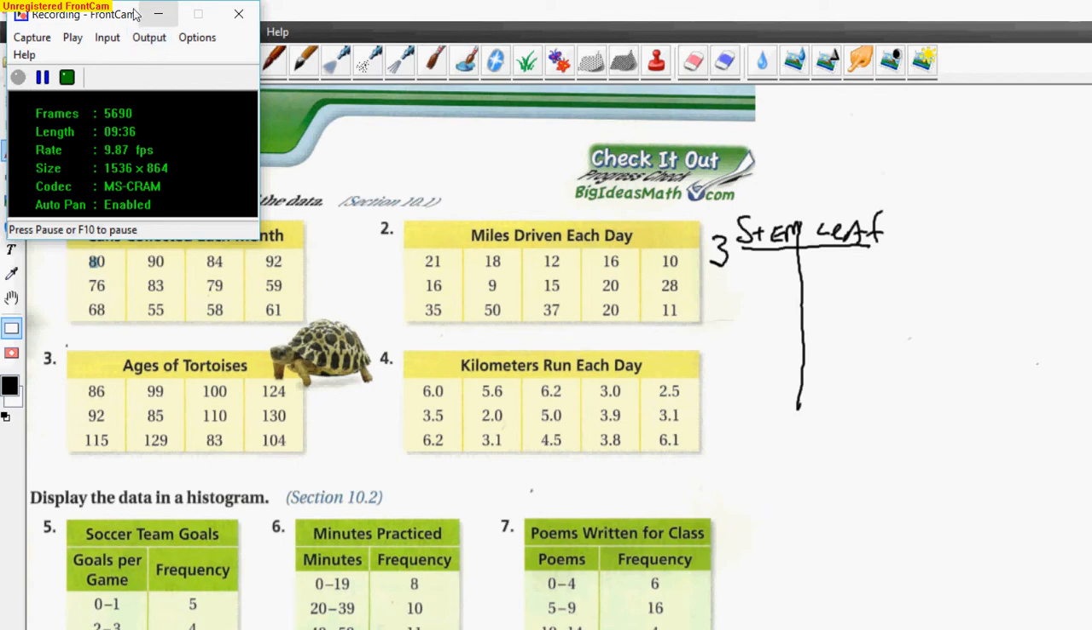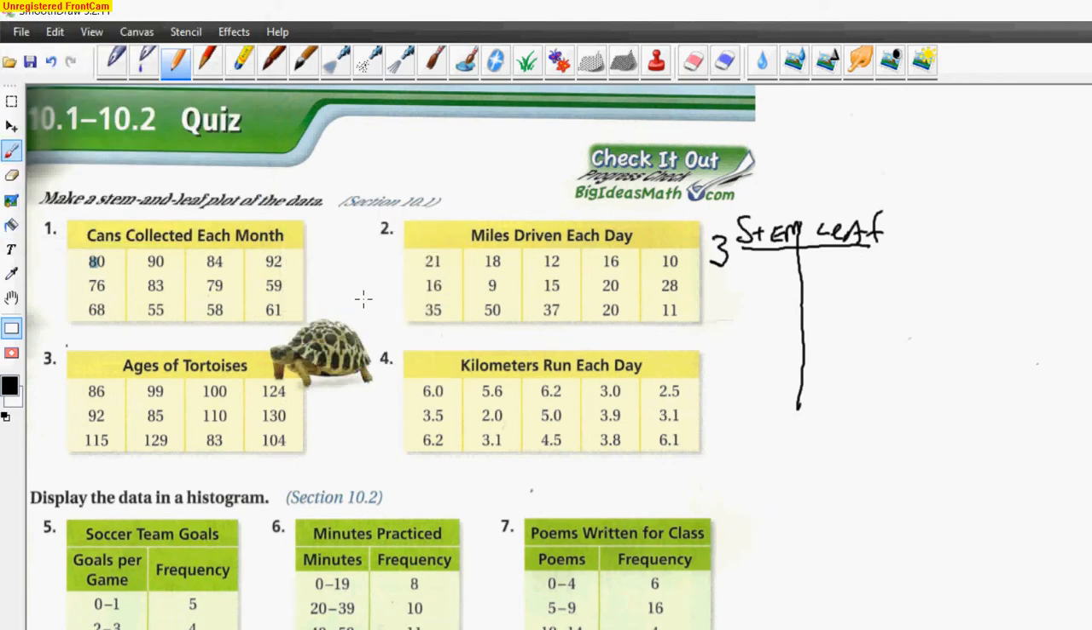Oops, accidentally hit that. Okay, so we know we are at number 3. That's the one we're working with right now. This one's a little different, but very, very similar. The only reason why it's different is because we're now in the hundreds place. So what are we going to do as far as being in the hundreds place? What is our actual lowest number for the actual stems? If someone said we're in the 80s, you are correct. So we're going to put an 8 right here. We're going to put a 9 right here. We're going to put a 10 right here.